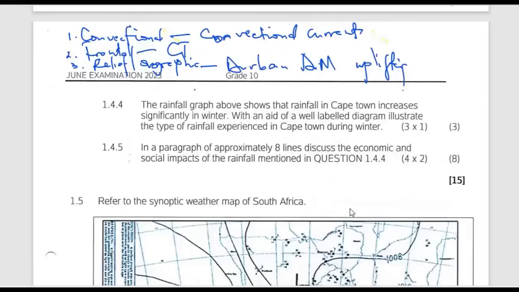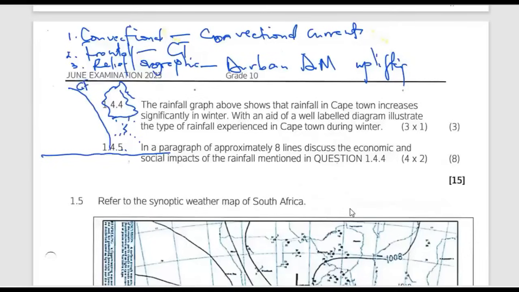So when you are looking at this, this is frontal rainfall for Cape Town in winter. What you can simply do there is draw your cold front, and then the clouds will form on this side, which is rain bearing, and also sometimes with some thunderstorms. And you indicate that this is your cold front.